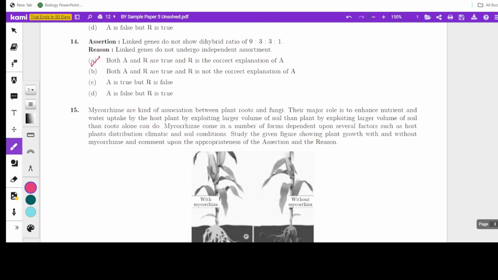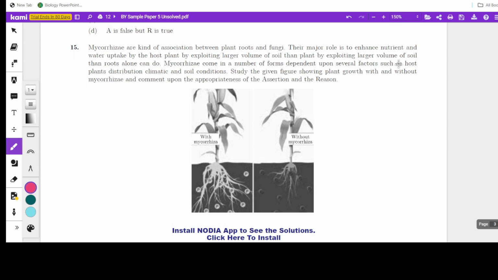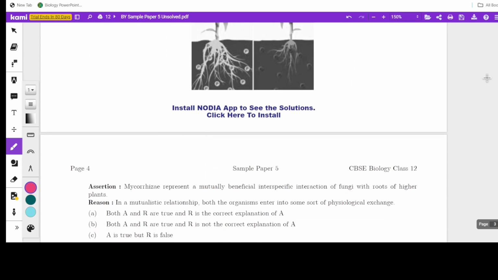Now, next question. Mycorrhizae are a kind of association between plant roots and fungus. Their major role is to enhance nutrient and water uptake by the host plant by exploiting a larger volume of soil than roots alone can do. Right. Mycorrhizae come in a number of forms, depending on several factors such as host plant distribution, climate, soil condition, etc. Study the given figure showing plant growth with and without mycorrhizae. You can see the plant growth without mycorrhizae and the plant with mycorrhizae, and it's obvious that the plant with mycorrhizae is growing lush. Now let's see.